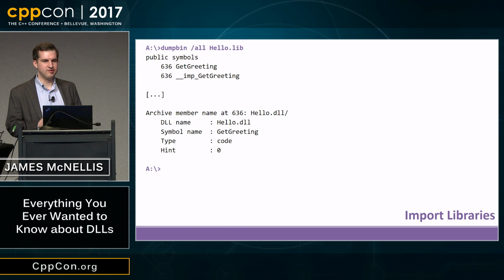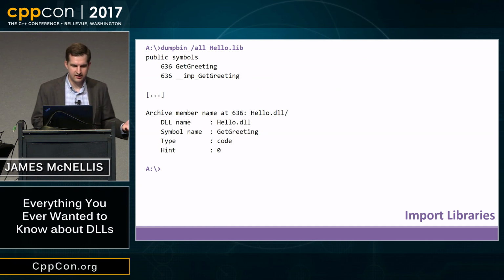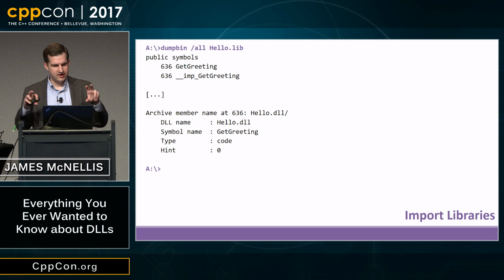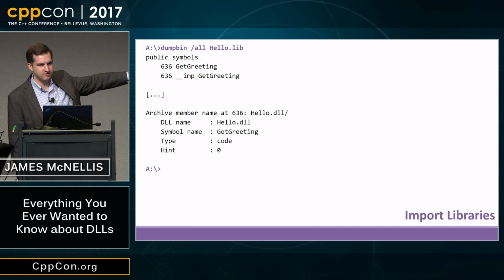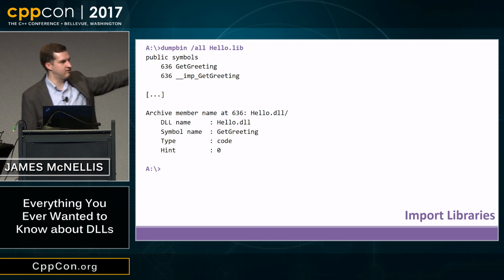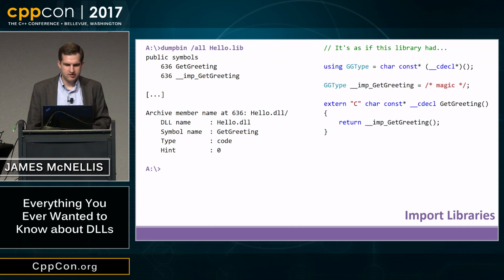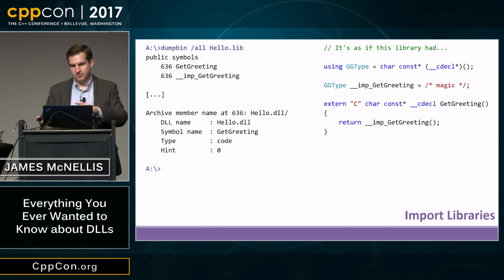It has the two linkable symbols, so it has a getGreeting symbol that it can be linked to, and then it has an __imp_getGreeting. And then there's an extra member inside of the library that actually says, okay, this getGreeting function is a code export, so it's a function, not data, and it's located inside of hello.dll.